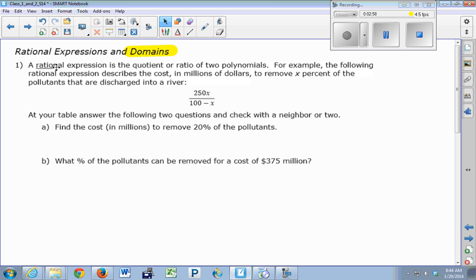So who wants to start us off today? Doug does. Thanks, Doug. Rational expression. For example, the following rational.